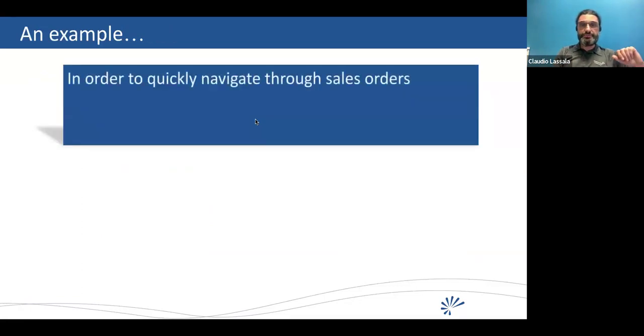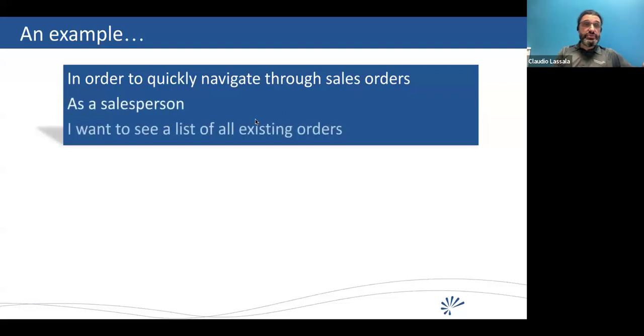So here's an example that I got a few years ago in a user story. In order to quickly navigate through sales orders, which my mind goes like, why do we want to quickly navigate through sales orders? Why does it have to be so fast? As a salesperson, I want to see a list of all existing orders. Like, why do you want to see a list of all the existing orders? Because that's going to make it even harder to go quickly.